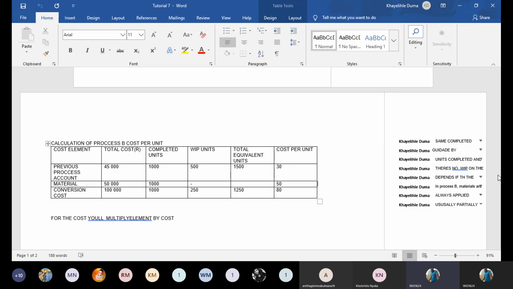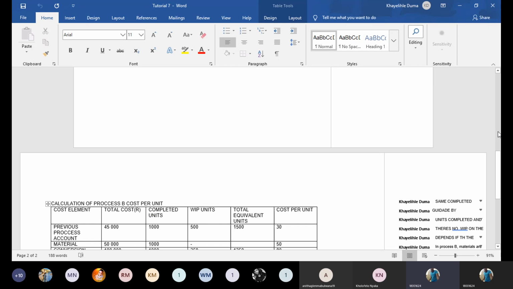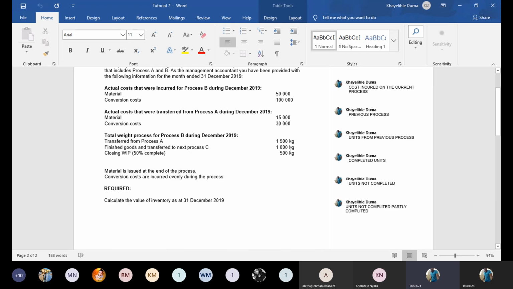All right. Okay, let's go to the required. The required is saying to calculate the value of inventory as at 31 December 2019. So we are doing process costing, right? If you're doing process costing, you must know that, okay, let me just come to the top, then we do this.